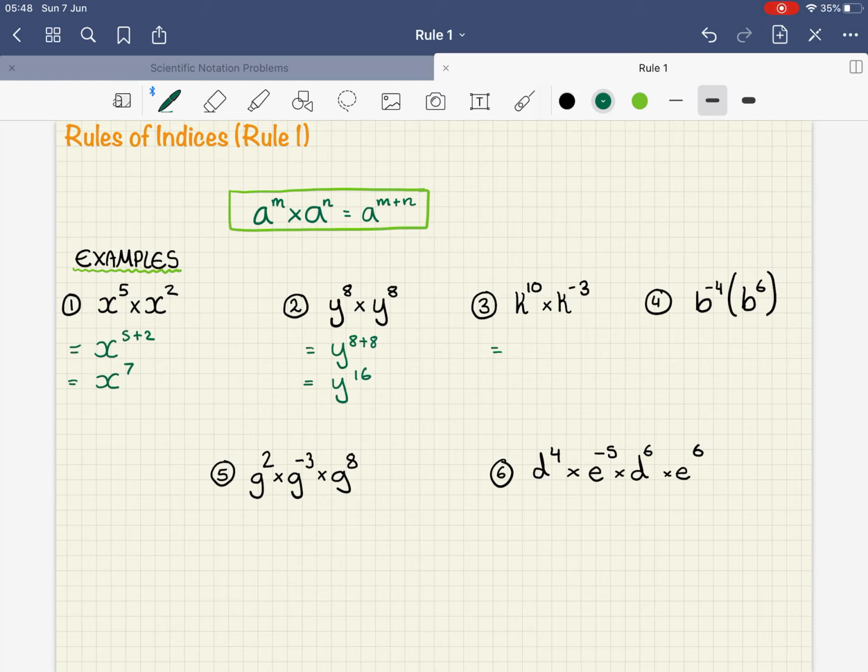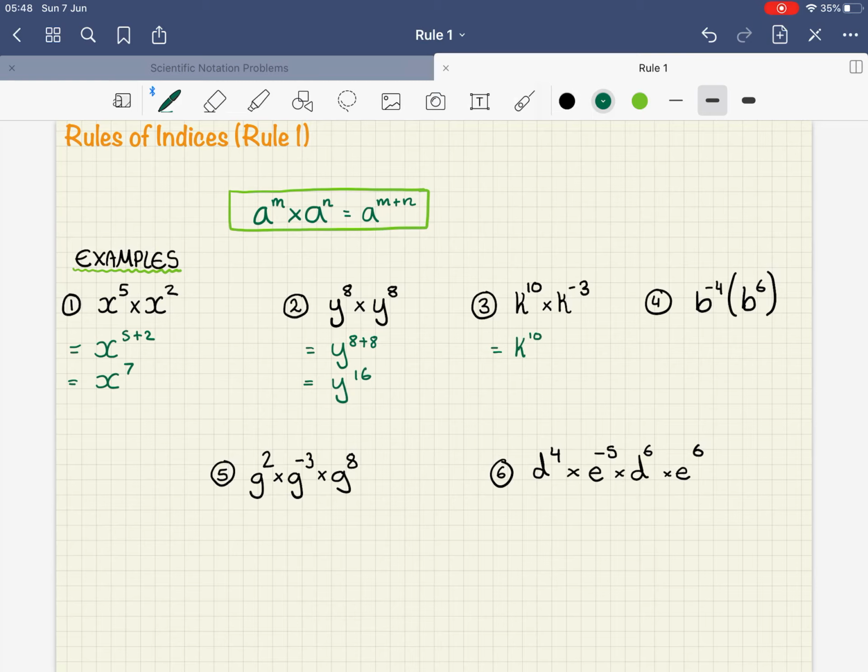So here I've got k to the power 10 times k to the power of negative 3. So I'm going to have k to the power 10 plus that negative 3. Now I quite like putting my negatives in brackets like I've done there. It just really highlights when you have a potential double negative, which can occur in the next rule. So I'm going to have k to the power of 10. Now that negative there, because I've got a positive and a negative, it's just negative. So I've got 10 take away 3, which is just going to be 7.